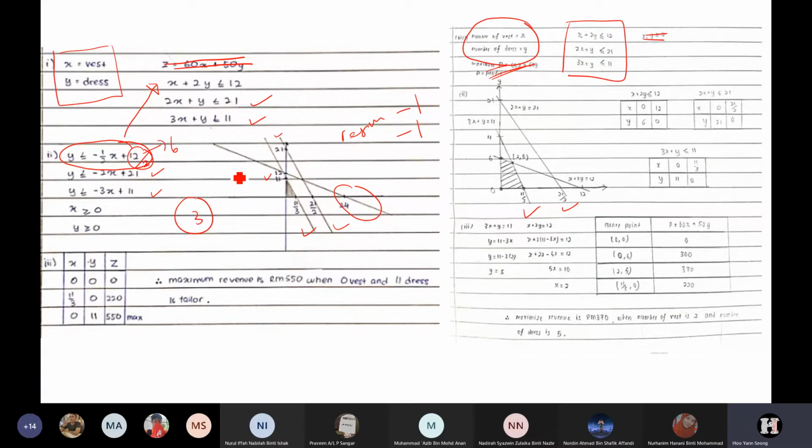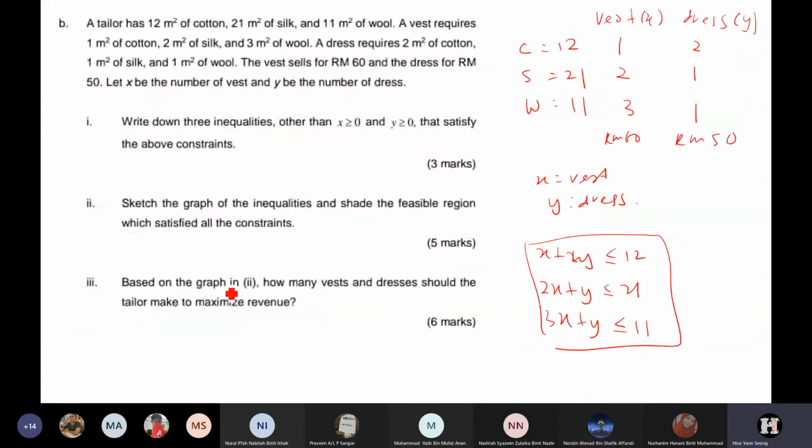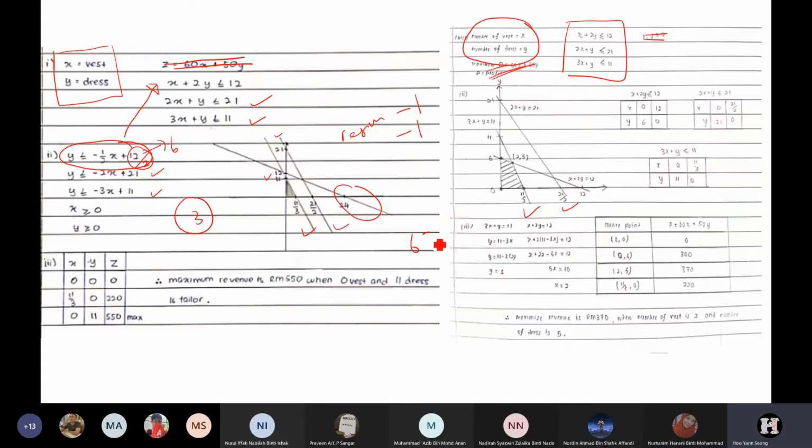But because of the next question, based on the graph in number 2, how many vests and dresses should be tailor-made to maximize the revenue, the total is 6 marks. So over here you're going to have 6 marks. If you compare these two, you already know one thing. Because this visible region is already wrong, when your corner points are based on this visible region, definitely your carry-on marks are going to disappear also.